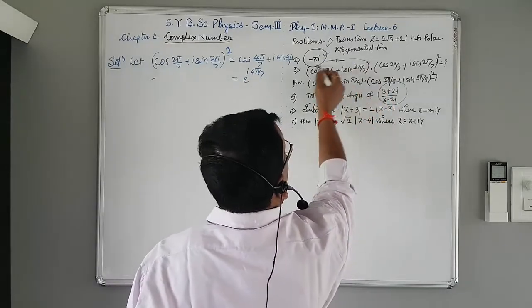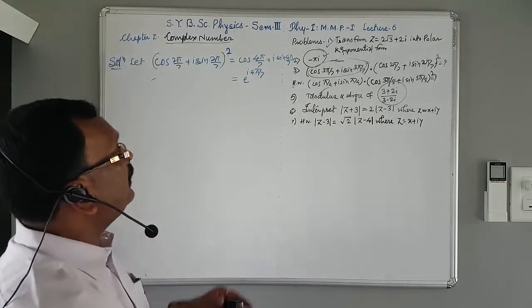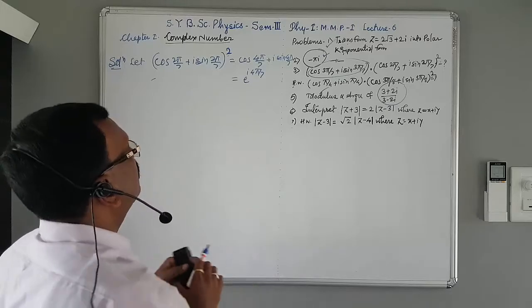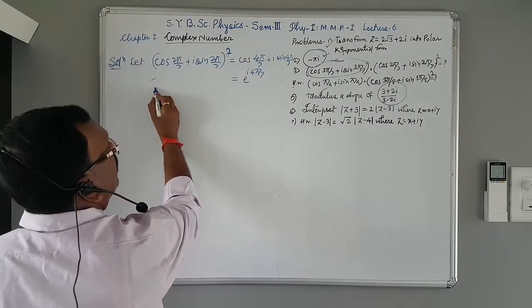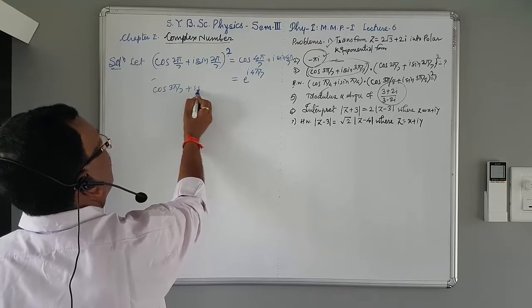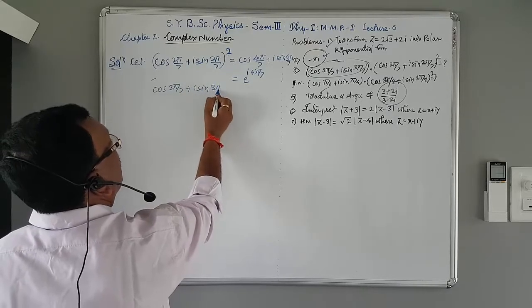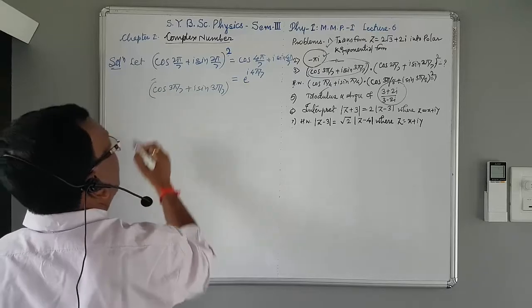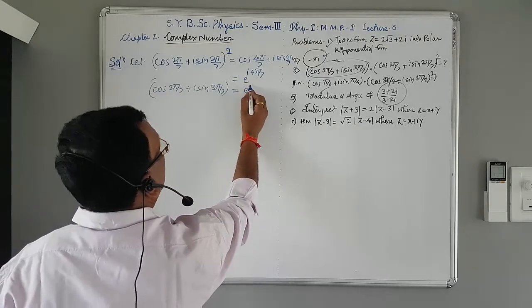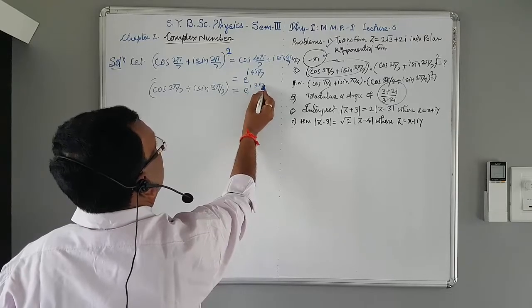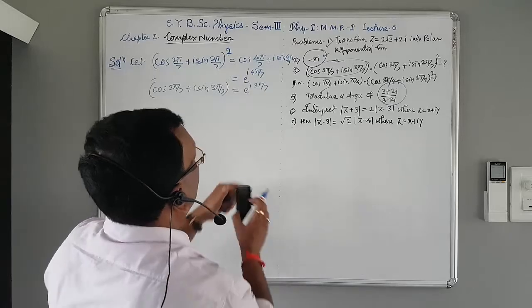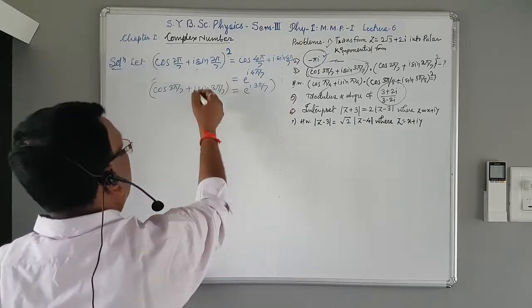Like this, we can also convert this term into cos 3 pi by 7 plus i sin 3 pi by 7. Again, according to Euler's formula, we have e raised to i 3 pi by 7. Now we have to take the product of this term with this term.